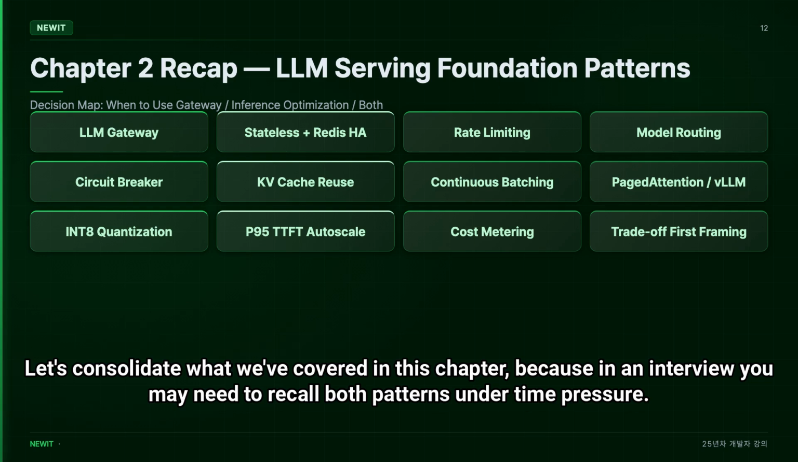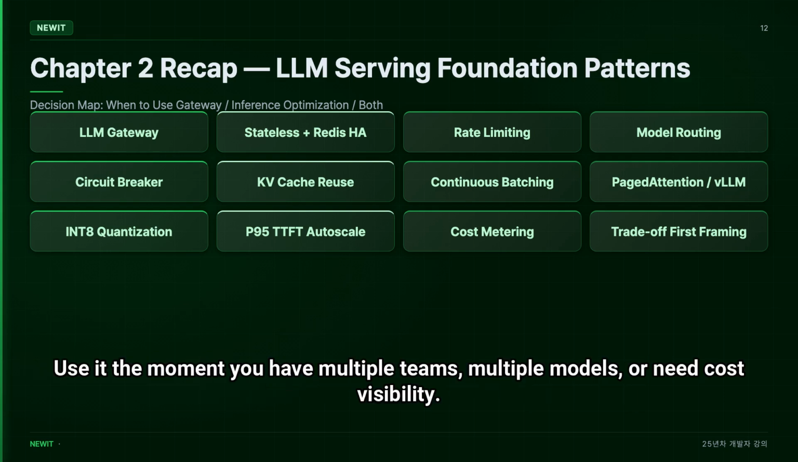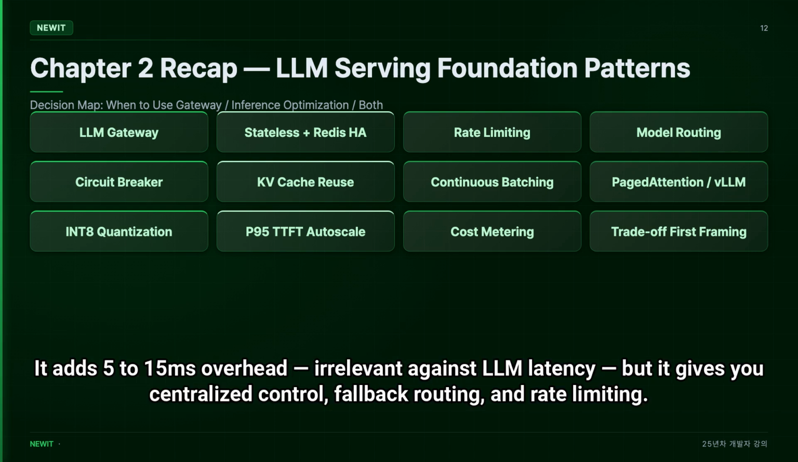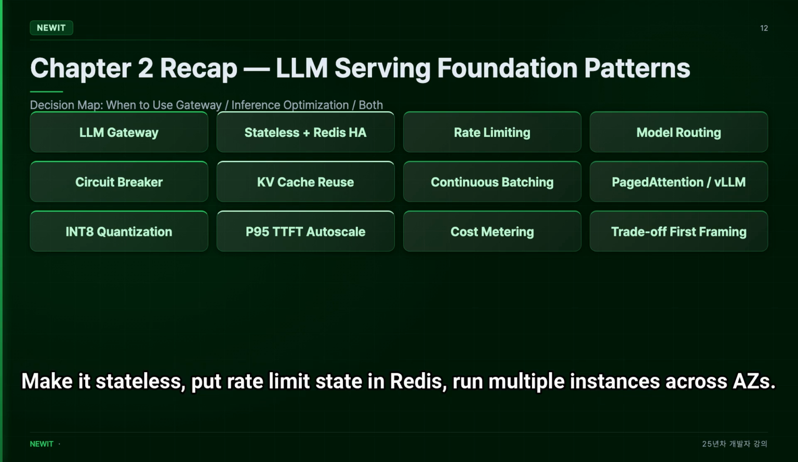Let's consolidate what we've covered in this chapter, because in an interview you may need to recall both patterns under time pressure. Pattern 1. The LLM gateway. Use it the moment you have multiple teams, multiple models, or need cost visibility. It adds 5 to 15 milliseconds of overhead, irrelevant against LLM latency, but it gives you centralized control, fallback routing, and rate limiting.